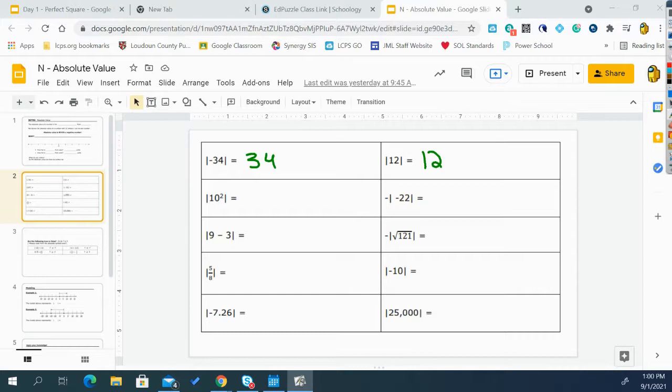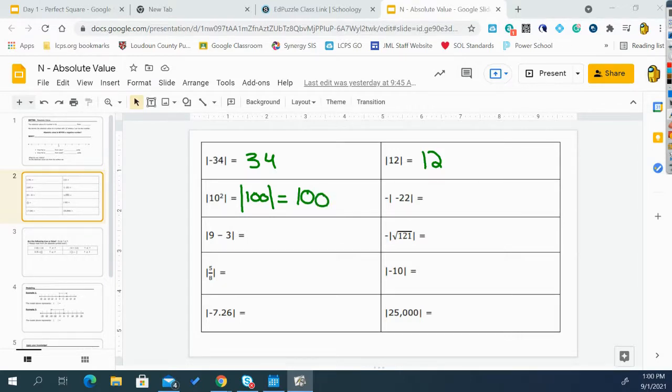Let's look at our next one. 10 to the second power. 10 to the power of 2. If we have a problem inside your absolute value, you must always solve it first. So 10 to the power of 2, even if you don't know what that is yet, all that means is it's 10 squared, or 10 times 10. So 10 times 10 gets 100. So this 10 squared becomes 100. So we have the absolute value of 100 now that we simplified the problem. Your final step is just to find the absolute value of 100, which is simply 100.